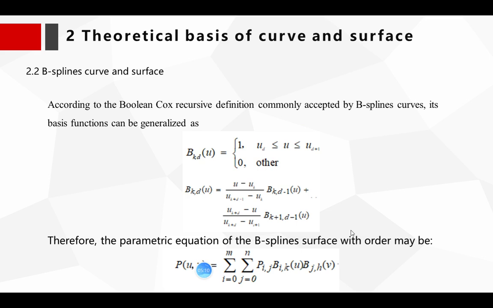According to the de Boor-Cox recursive definition commonly accepted for B-spline curves, the basis function is generated as in this picture. Therefore, the parametric equation of the B-spline surface can be written like this.